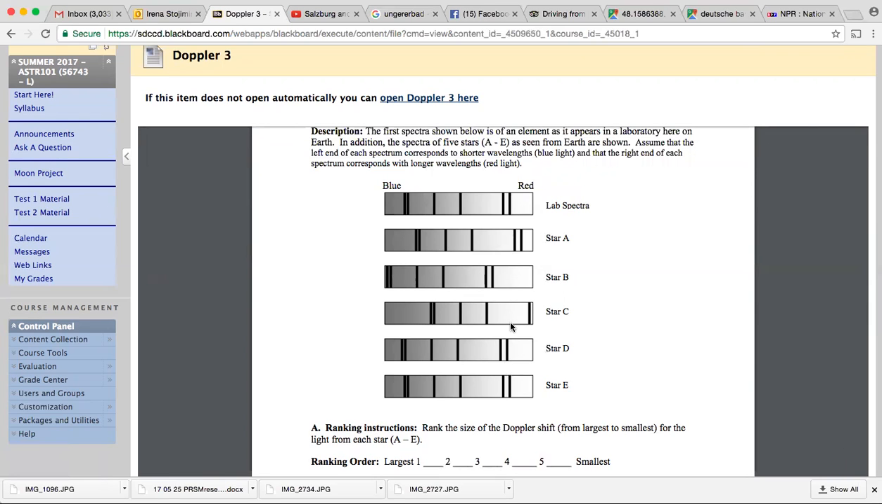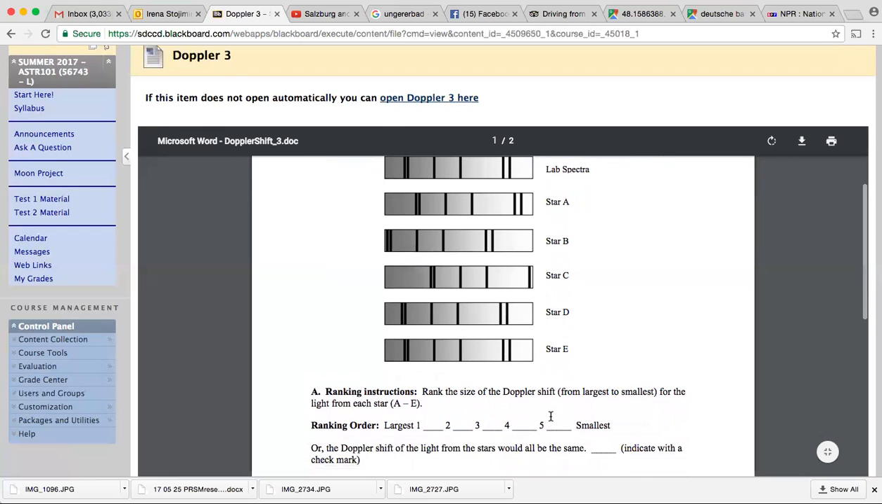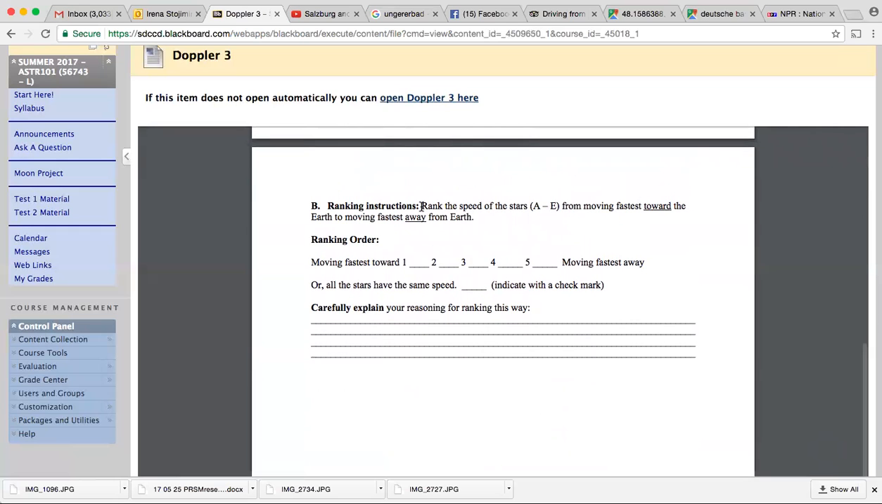And then what's the other one? I said B was next because it seemed to shift blue the most. Yes, that's what I think as well. And then star A, and then D, and then last would be star E. Exactly. D, a little bit blue shifted, and E kind of appears that it's not shifted at all, right? Right. Okay, good.